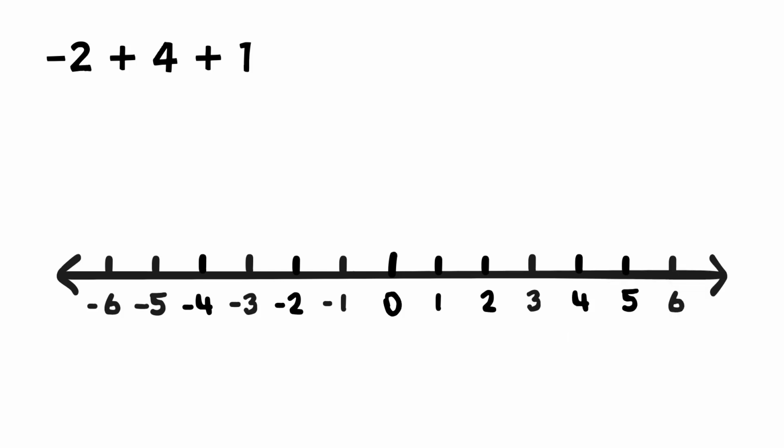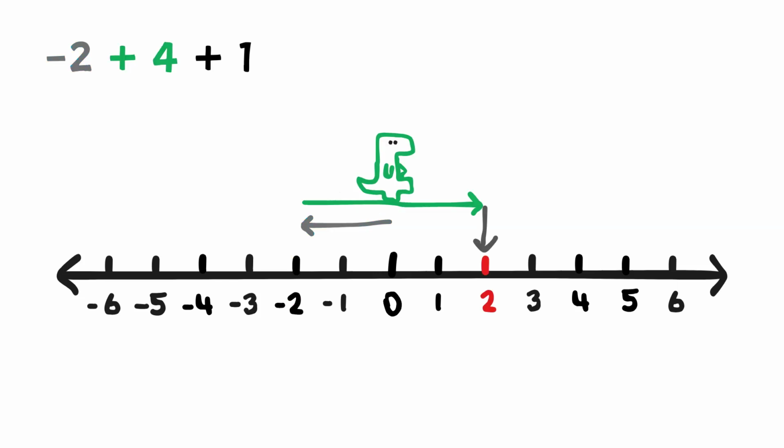Okay, we start at 0, and the first step is to move 2 to the left. We go left because of the minus sign, and we're at -2. The next step is to move 4 to the right since we have that plus sign. That puts us at 2.